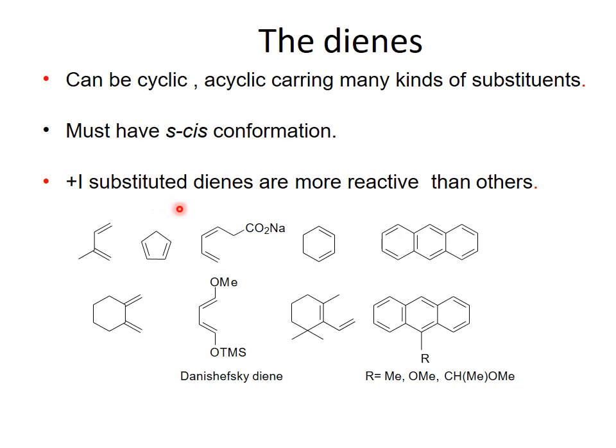So one of the coupling partners of the Diels-Alder reaction is the diene. If the diene is attached with electron donating groups, then the rate of the Diels-Alder reaction is increased.